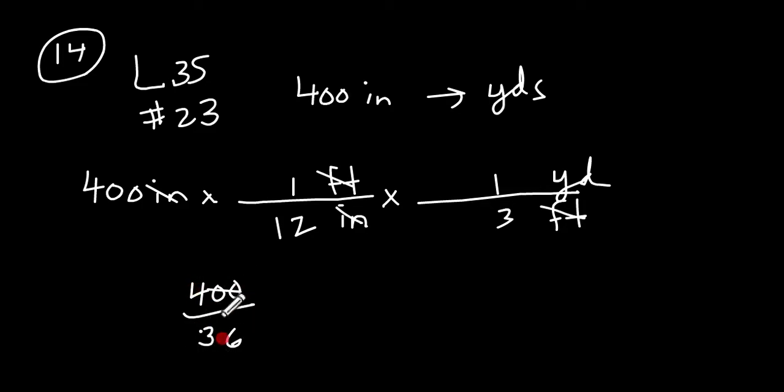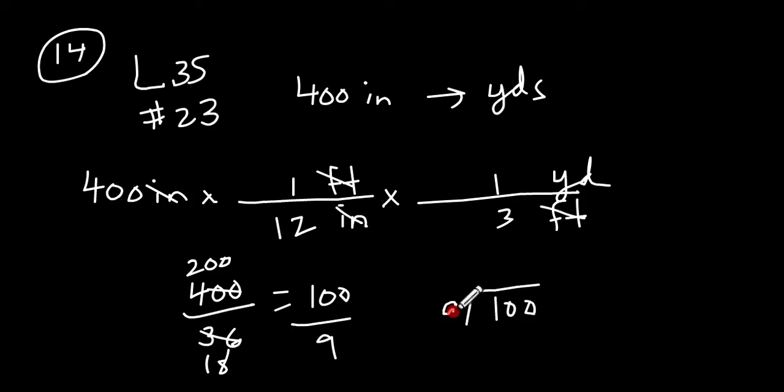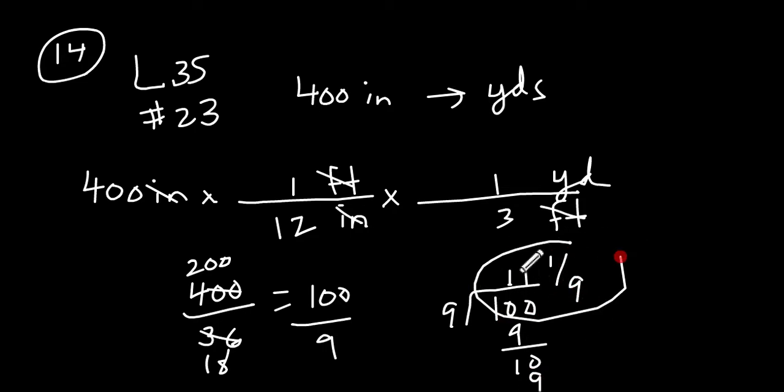I did 2, and I brought it down to 200 over 18. And then I did 2 again, and I got 100 over 9. And then a long division problem on the side, and we get 9, 10, another 1, another 9, so it's 11 and 1/9. Ran out of room there. Okay, that's 14.